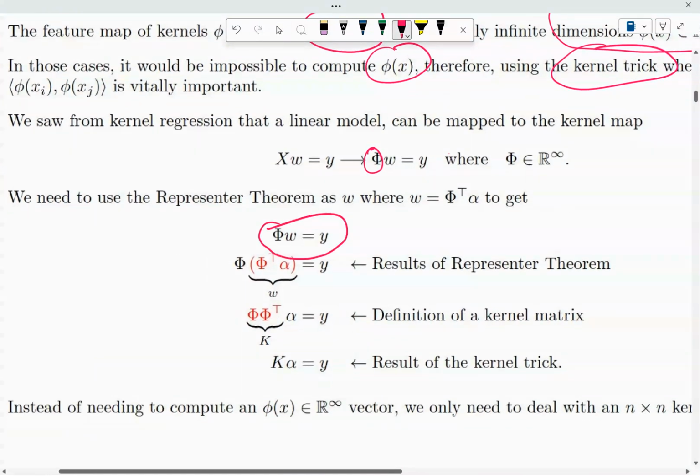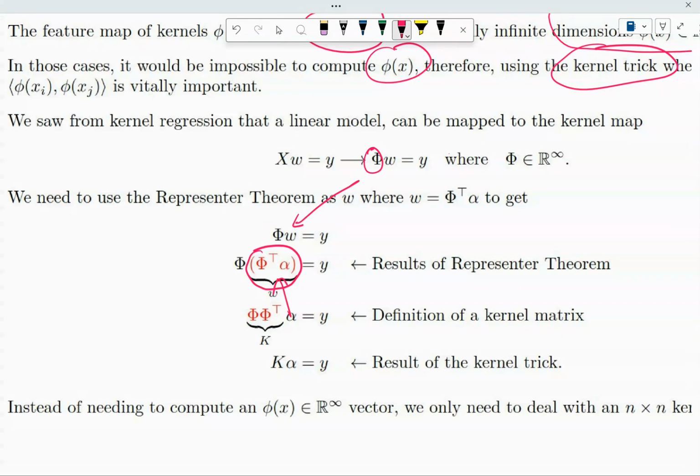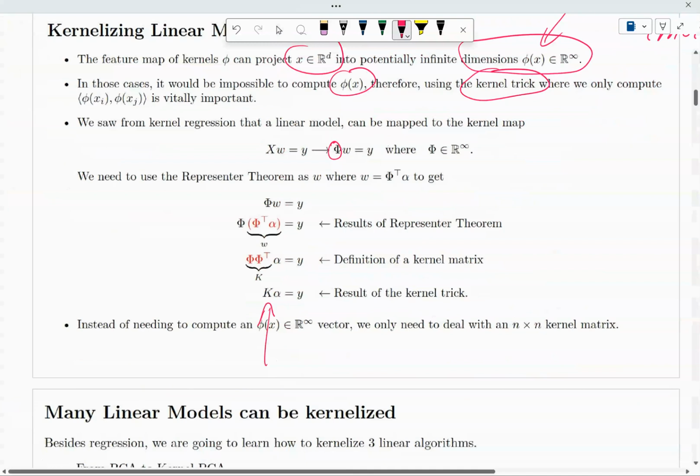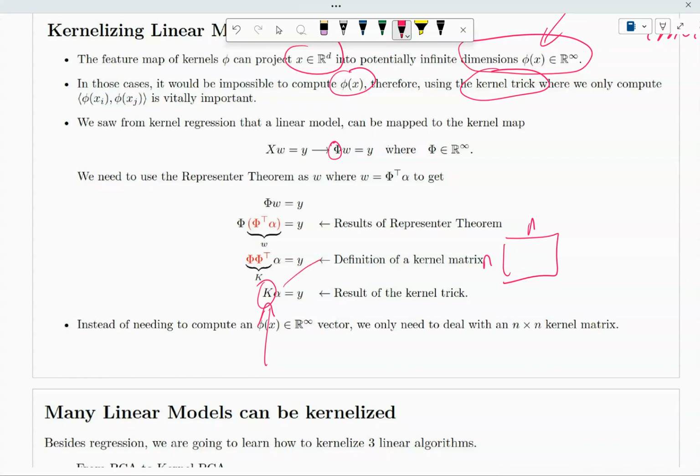If we think of this in terms of kernels, from the representer theorem, we know that W is equal to a linear combination of all the data in RKHS. Therefore, this together is the definition of a kernel matrix. Hence, in kernel regression, all we're really doing is finding the coefficients. A kernel matrix is an n by n matrix, which means all we have to do is find an n-sized vector for alpha.